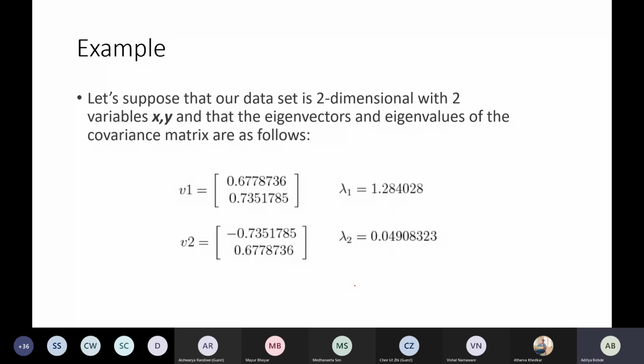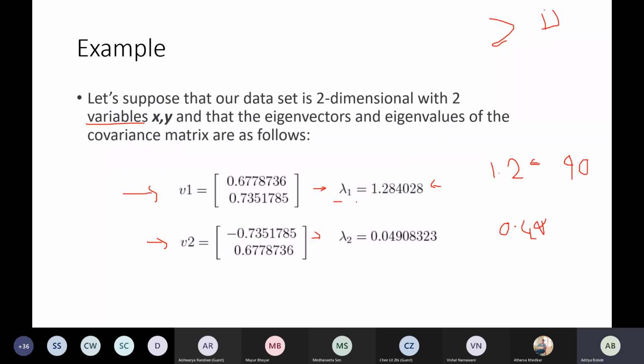Let's suppose our data is two-dimensional, with two variables x and y, and we have calculated their eigenvectors. I won't be telling how to calculate the eigenvectors; I already told you that you should have a quick refresher about eigenvalues and eigenvectors. So we have calculated our eigenvectors and our eigenvalues. We can see that the eigenvalue for the first vector is much higher, 1.2, and the eigenvalue for the second eigenvector is 0.04. Roughly, it accounts for about 90% of the variance.